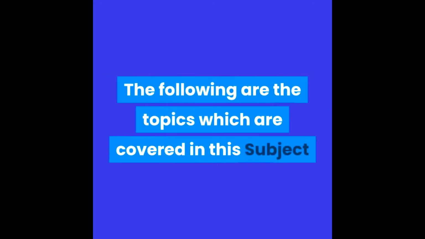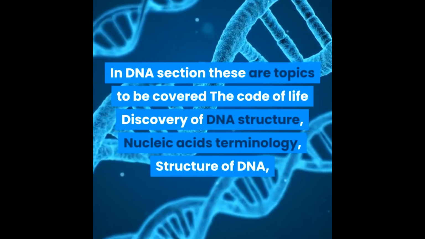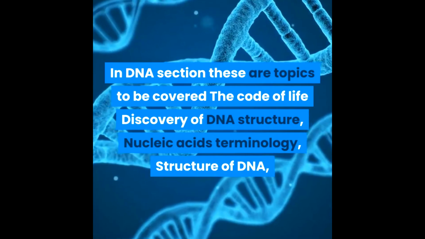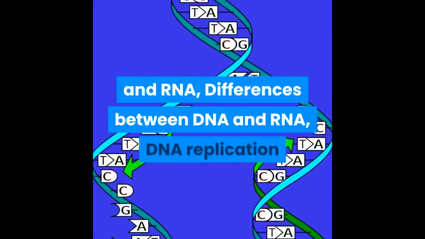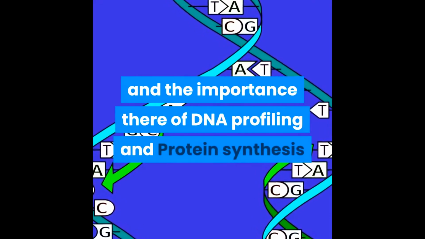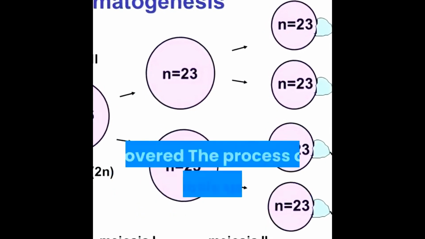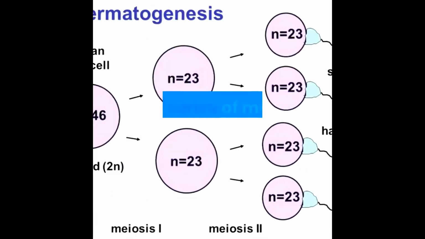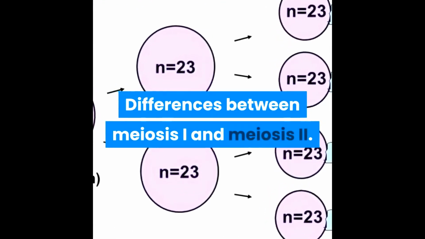The following are the topics which are covered in this subject, and these are important for the learner to make sure that they know for them to be ready for the final exam question paper. In the DNA section, these are topics to be covered: the code of life, discovery of DNA structure, nucleic acids terminology, structure of DNA and RNA, differences between DNA and RNA, DNA replication and the importance thereof, DNA profiling and protein synthesis. Meiosis section, these are topics to be covered: the process of meiosis using diagrams, significance of meiosis, abnormal meiosis, differences between meiosis I and meiosis II.